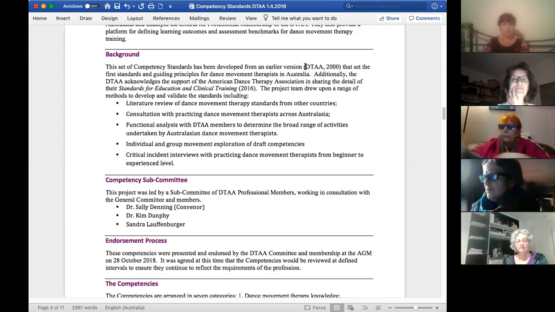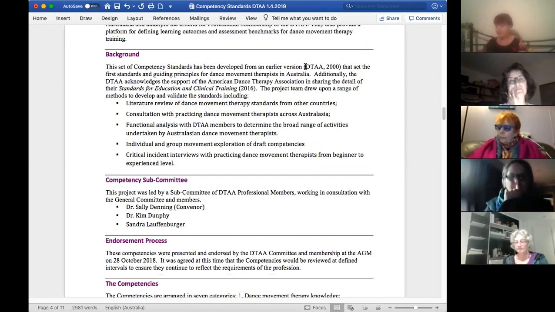And one of the things that became apparent to us, or the NDIS was asking for, was, well, what do dance movement therapists do? And so we need both competency standards and a scope of practice to make that clear. And that was the catalyst for this work.